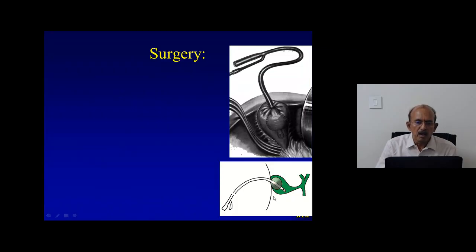This is the abdominal wall. You make an opening in the abdominal wall, put a Foley's catheter, inflate the balloon in the gallbladder, and leave the catheter outside and connect it to a bag. So you are draining the gallbladder. Like this, you put a Foley's tube.